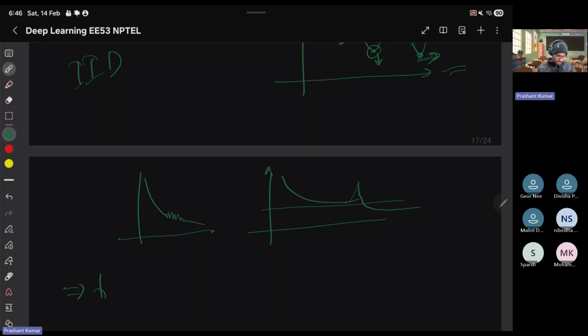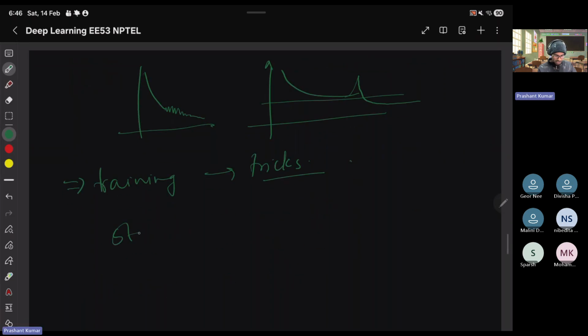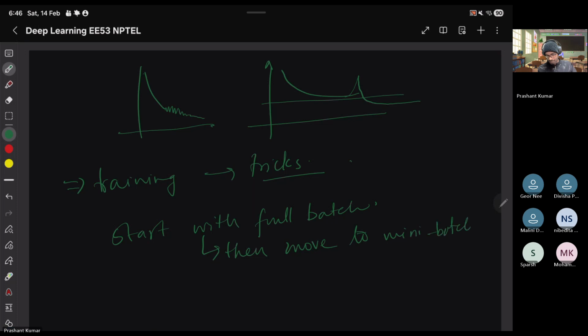So there are a lot of training tricks. I will call them tricks only. Like start with full batch if you can, then move to mini batch, or you can say a smaller batch, or perturb. Perturb means slightly deviate from whatever the points they have.